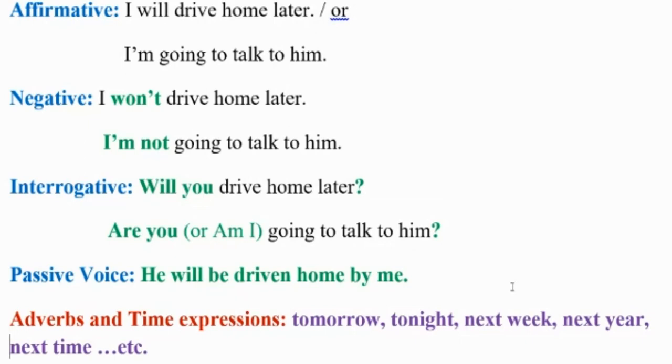And as we said, just like in the past, we can use many adverbs. Instead of saying in the past last week, we can in the future say next week. Last time, last month, we say next month, next time. So we have so many adverbs we can use. Thank you, Atia. Very good. Thank you very much.